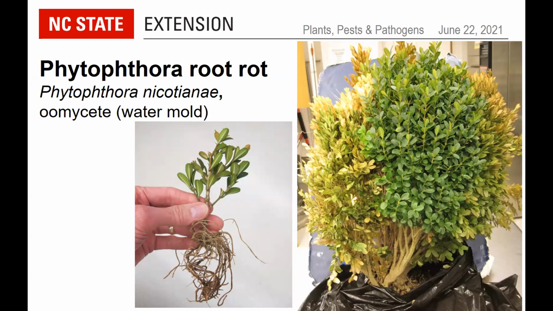So the most common species of Phytophthora on boxwoods is one called Phytophthora nicotianae. And this is an oomycete, or a water mold, so functionally like a fungus, but unrelated to the true fungi. It's favored by excess moisture and has swimming spores at one stage in its life cycle. So that's one of the reasons why we want to avoid standing water, overwatering, and so forth when we're trying to combat or prevent Phytophthora root rot.